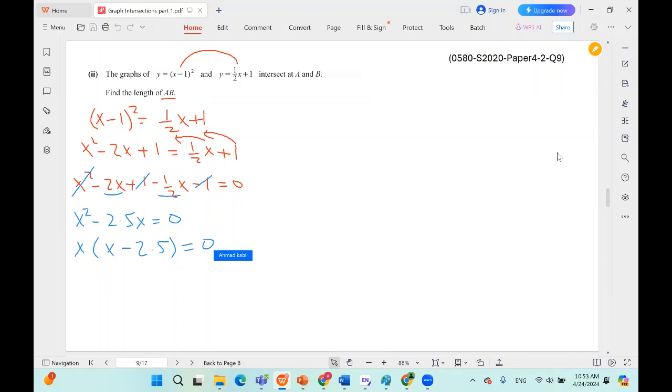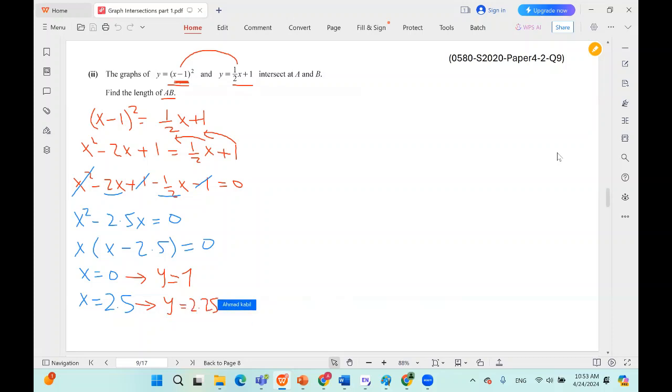So either x is equal to 0 or x is equal to 2.5. In both cases, we have to plug them into one of the equations to get the y. So we can plug them here or here, doesn't matter. I'm just going to use this one, it looks easier. So 0 minus 1 is negative 1. Negative 1 all power 2 is positive 1. So y here is 1. And then 2.5 minus 1, this gives me 1.5. And then power 2, this gives me 2.25.